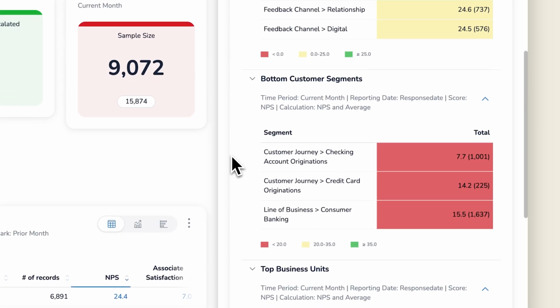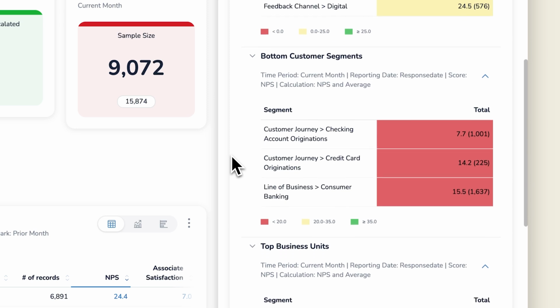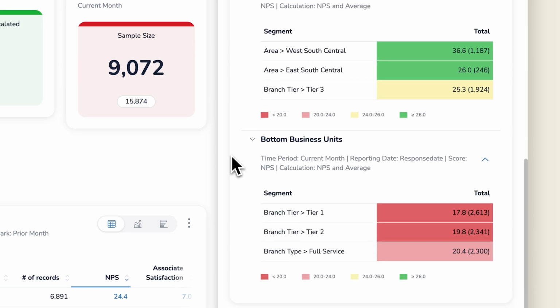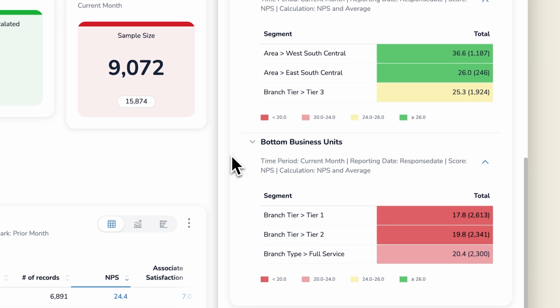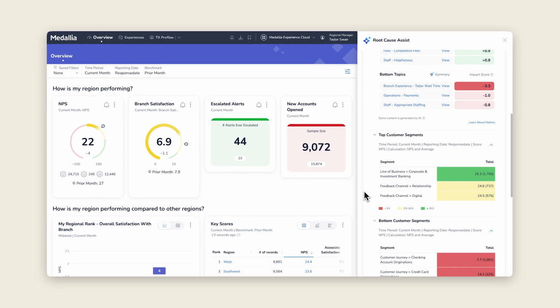Sure enough, looks like customers trying to open new checking and credit accounts are very unhappy. Not ideal for customers just starting their journey with the bank. And given how badly the most important locations are doing, Taylor's got alarm bells going off in her mind. Time to get to the bottom of the wait time issue.